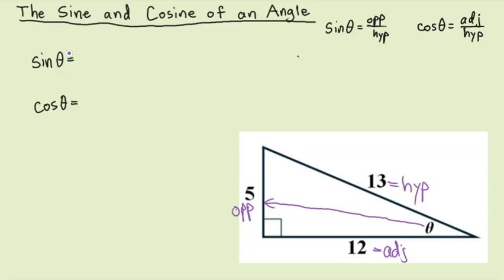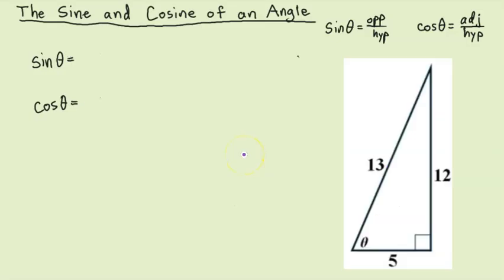Okay? All right, great. So sine is just simply opposite, that's 5, divided by hypotenuse, that's 13. So the sine of theta is 5 over 13. Cosine is the adjacent side, that's 12, divided by the hypotenuse, that's 13. So cosine is 12 over 13. That's it. Moving on to the next triangle.